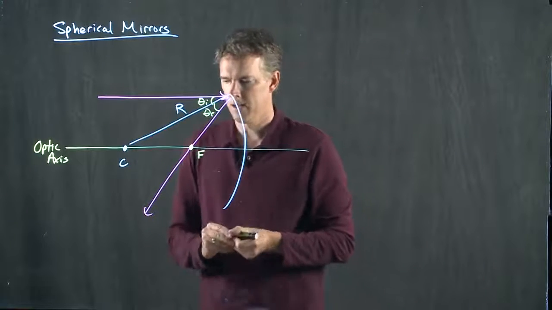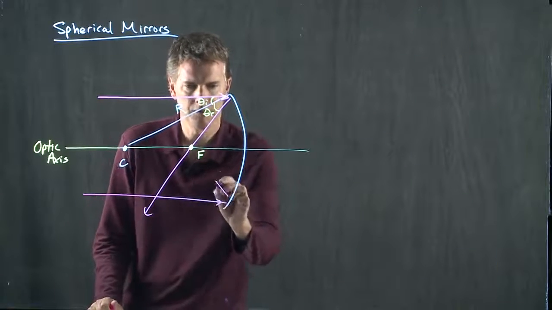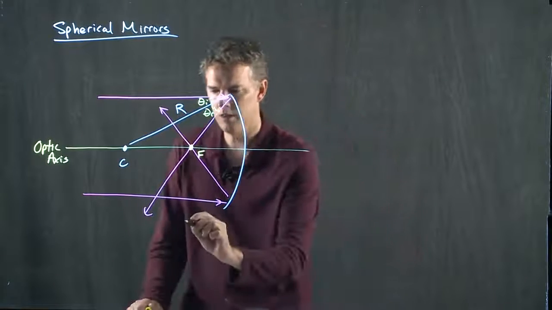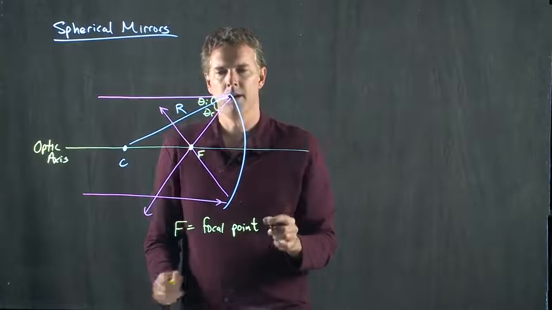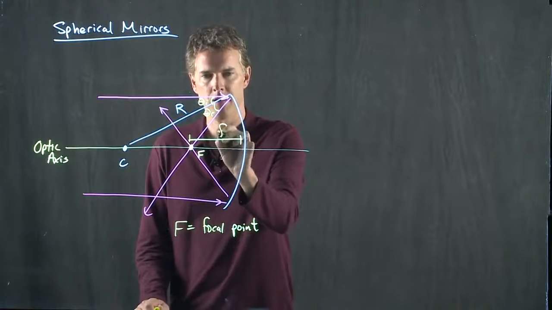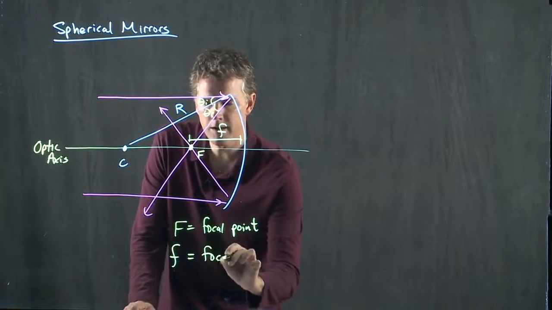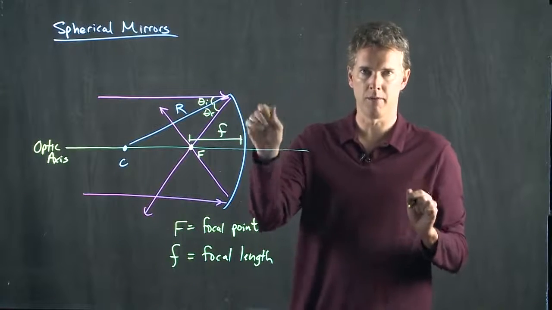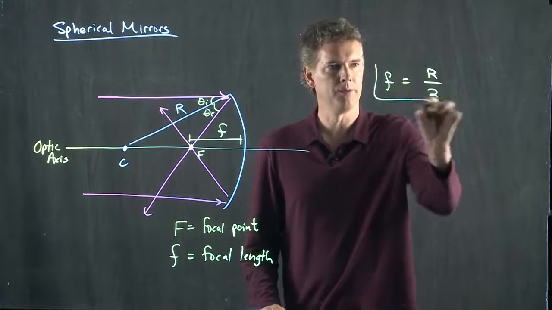And that point is called the focal point of the mirror. Okay? Likewise, if a ray comes in on the other side, it is also going to go through the focal point. This F is called the focal point. There is a focal distance associated with that, which is this distance right here, F. And that F has a very special relationship to the radius of curvature of the mirror R, and it's the following. F is equal to R over 2.